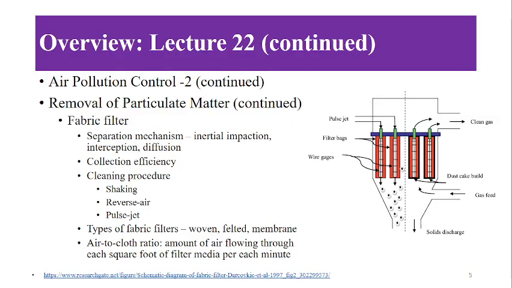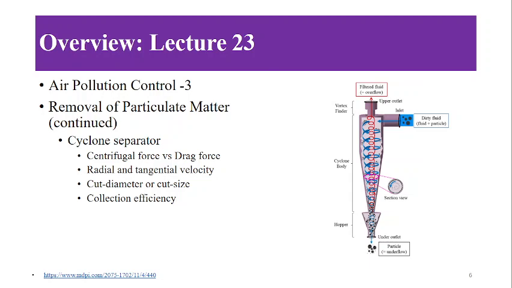Okay, so in lecture 23, the continuation of removal of particulate matters was there. In the next type, we saw up till now there is separation through settling due to gravity. Then you have some filtration methods, and now this is a cyclone separator. It utilizes the centrifugal force imparted to the air, and because of the centrifugal force, the particles get separated from the air.